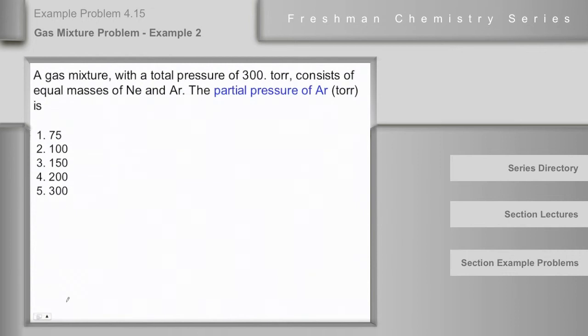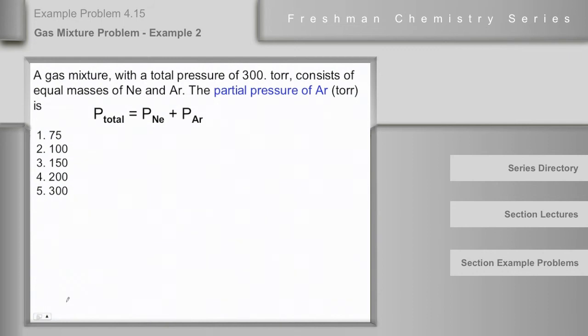A gas mixture with a total pressure of 300 torr consists of equal masses of neon and argon. The partial pressure of argon is, and we have to choose. Okay? Now, this partial pressure problem presumes that you remember that the total pressure is the sum of the partial pressures of the two gases.